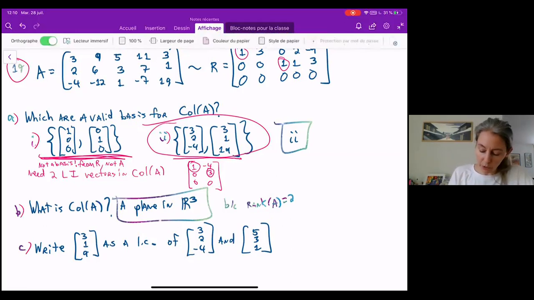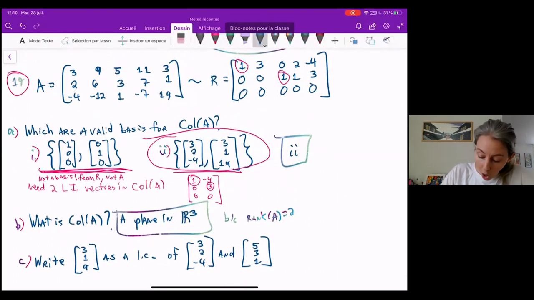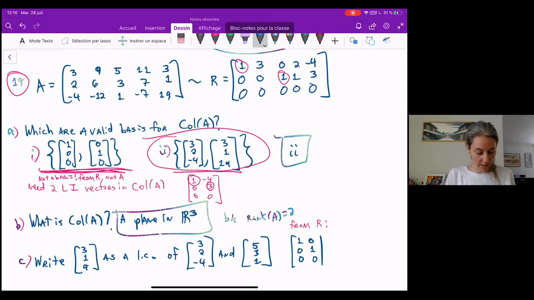Okay, so we're saying I want to write (3, 1, 19) as a linear combination of these things. Actually, I need to keep seeing R. So I'm taking the values from R, row reduced, and I'm replacing (3, 2, -4) with its row reduced form, (1, 0, 0). I'm replacing (5, 3, 1) with its row reduced form, and I'm replacing (3, 1, 19) with its row reduced form. Perfect, it's already in our RREF, so no row reduction is necessary.